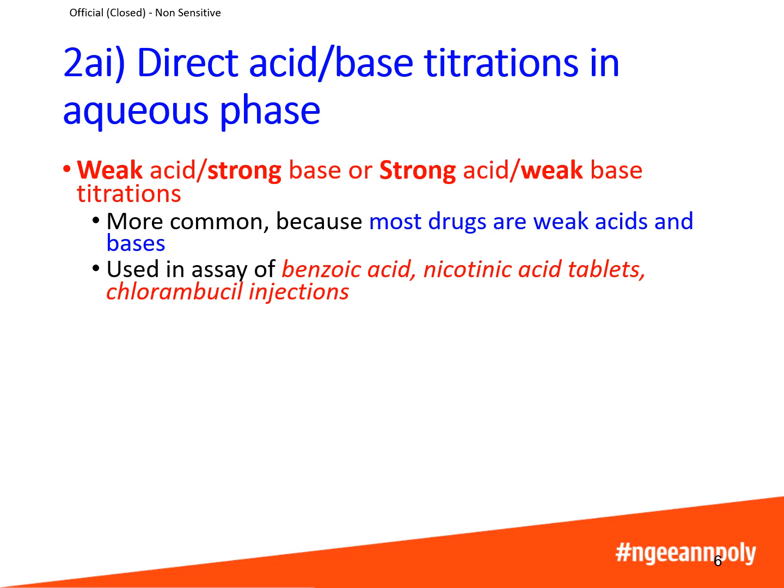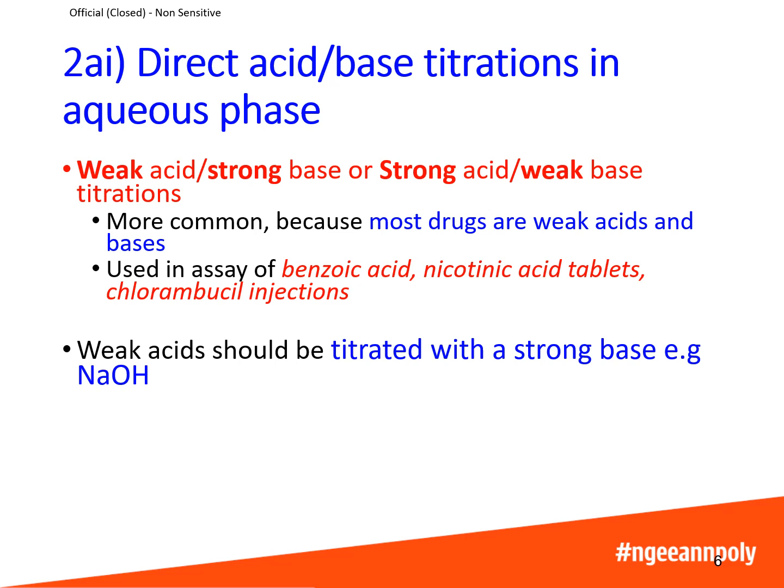Besides strong acid, strong base titrations, we can also do weak acid, strong base titrations or strong acid, weak base titrations. This is actually much more common because most drugs are weak acids or weak bases. Such titrations are used in the assay of benzoic acid and nicotinic acid tablets, which are weak acids, as well as chlorambucil injections, where chlorambucil is a weak base.